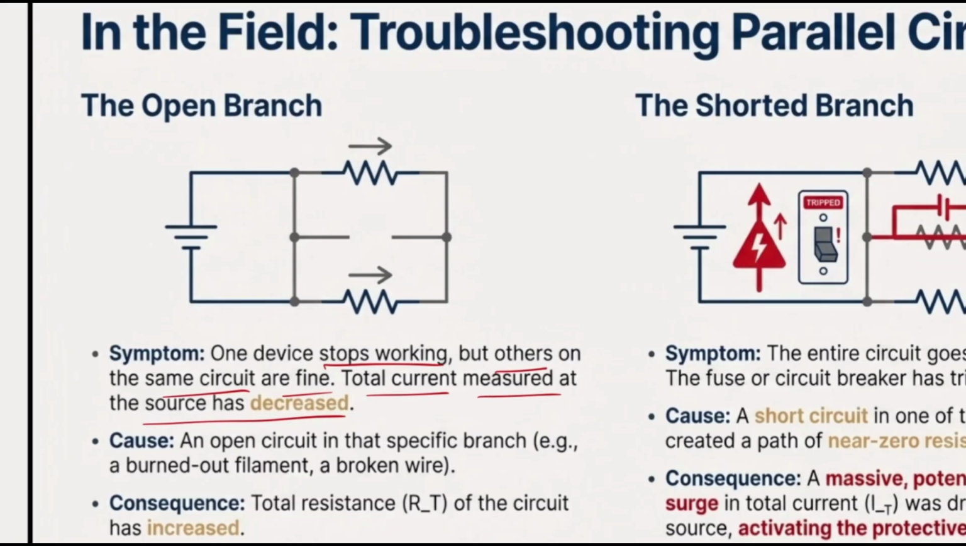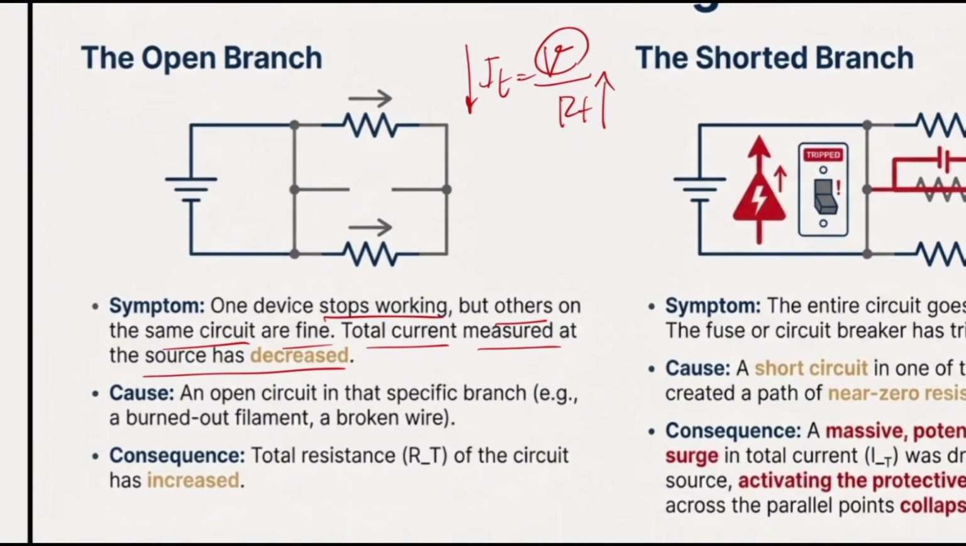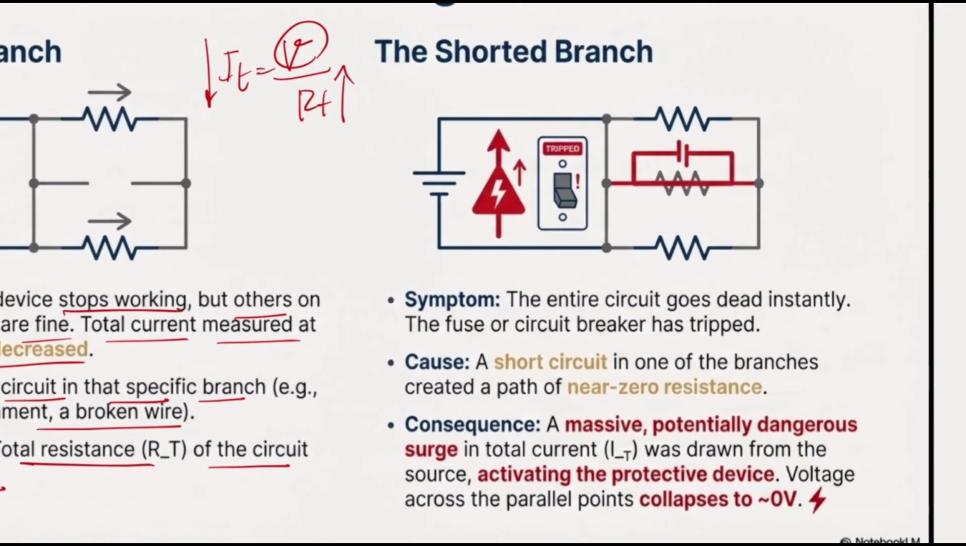What would happen at this point, as I just told you, if one of the resistors fails, it means that my total R is going to increase, right? At the same time, I total is V, which is constant, divided by R total. If my R total increases, my I total is going to decrease as well. So again, the cause is an open circuit in this specific branch. This is something related to a broken wire, broken resistor or anything. The consequences: total resistance is going to increase, and all of the current would decrease.